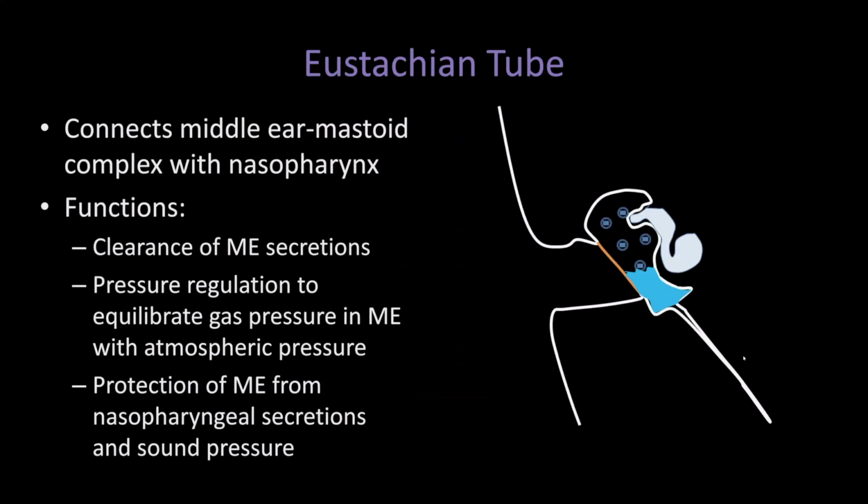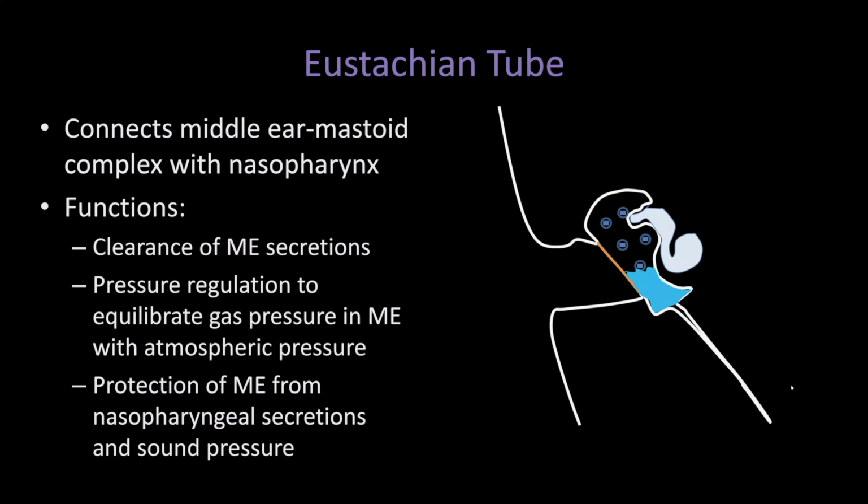So the Eustachian tube, as you know, connects the middle ear cavity with the nasopharynx, and functions include drainage of the middle ear secretions and also equilibration of the middle ear pressure with the atmospheric pressure. And so normally the mucosa of the middle ear cavity absorbs the air in the middle ear cavity, and you get this negative pressure. The Eustachian tube opens periodically throughout the day to help equilibrate the pressure.